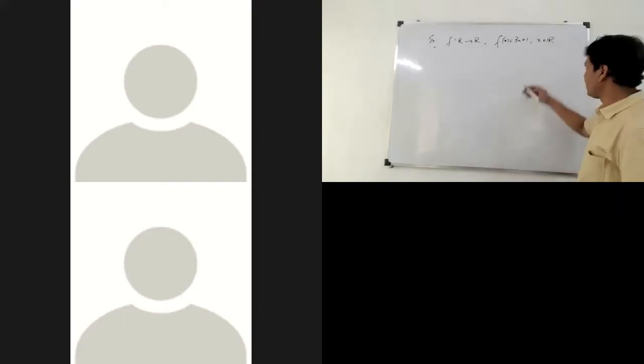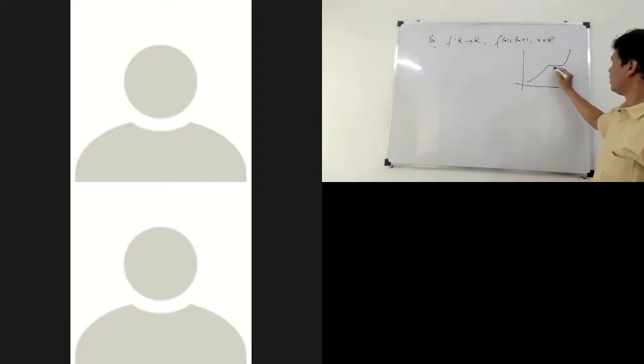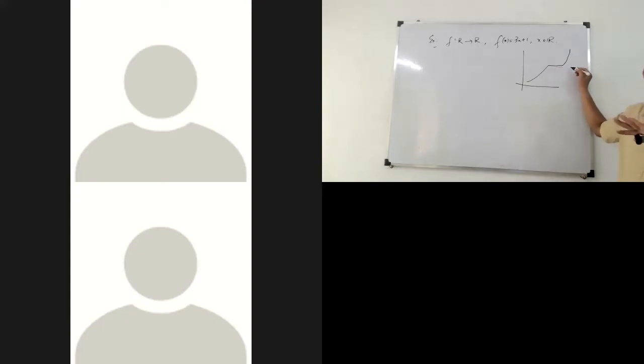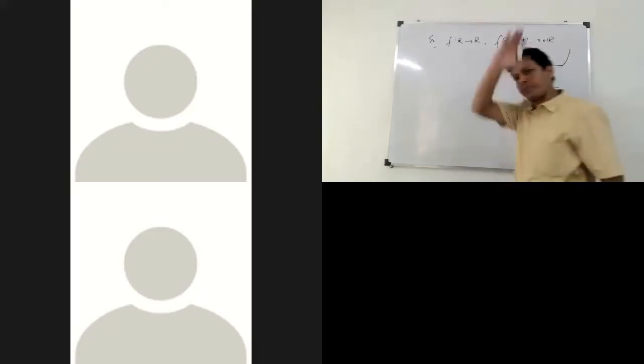There are some functions, if you draw this kind of function, you see here it is not increasing, it is constant. The derivative is parallel. No, it is not strictly increasing, so it is not 1-to-1. It should be strictly increasing.